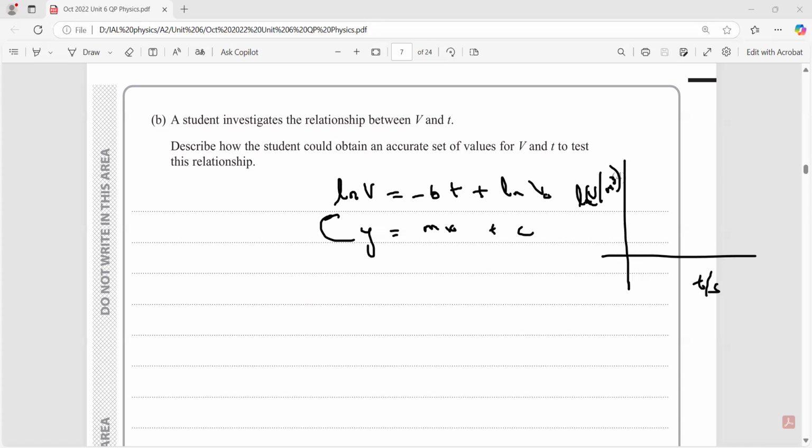And then plot a graph between ln V on y-axis and T on x-axis. And we expect this graph to have a negative gradient and a positive y-intercept. So it will be somewhat like this when we plot a graph. Is it clear, this one?